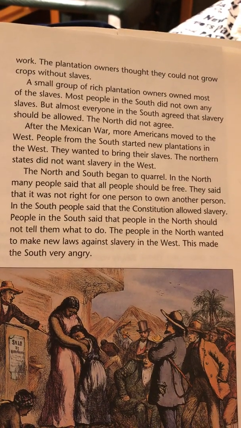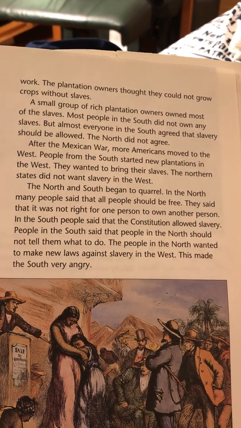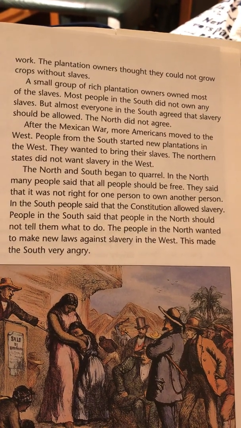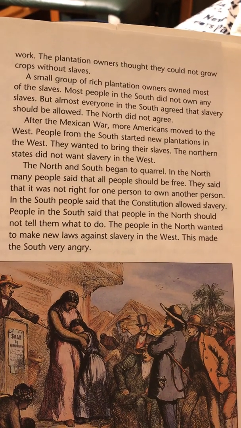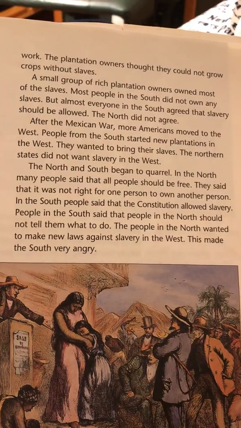After the Mexican War, more Americans moved to the West. People from the South started new plantations in the West. They wanted to bring their slaves. The northern states did not want slavery in the West. The North and South began to quarrel.